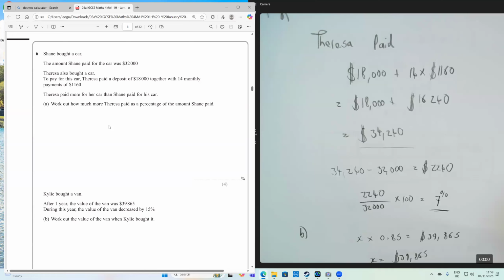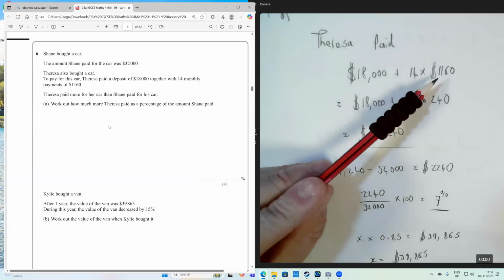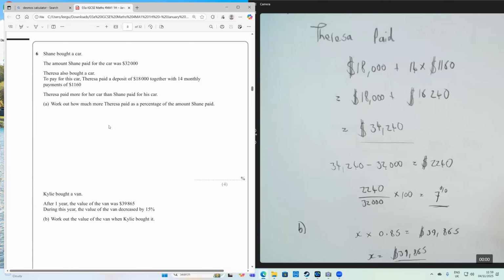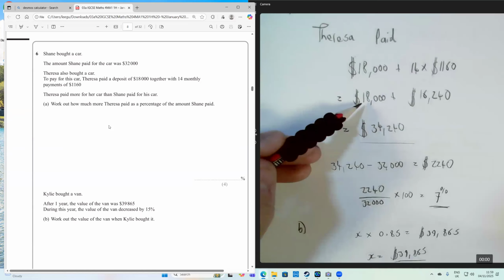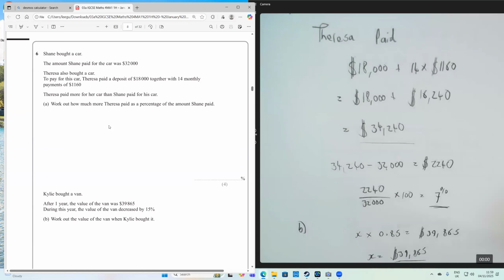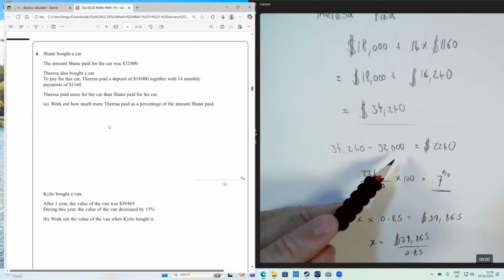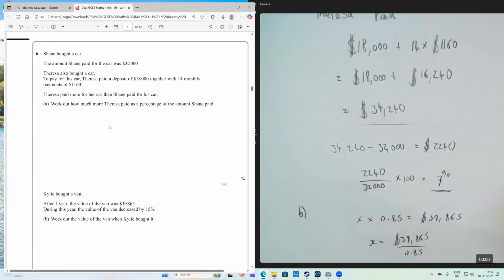So first of all, let's see how much Teresa paid for her car. She paid $18,000 plus 14 installments of $1,160. So we do 14 times 1160, which is 16,240. Add on the 18,000, that comes to 34,240. So Teresa paid 34,240. Shane paid 32,000. So Teresa paid $2,240 more for her car.